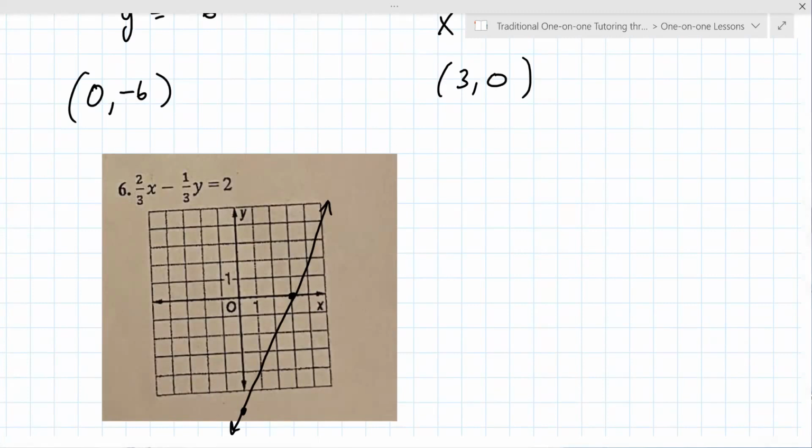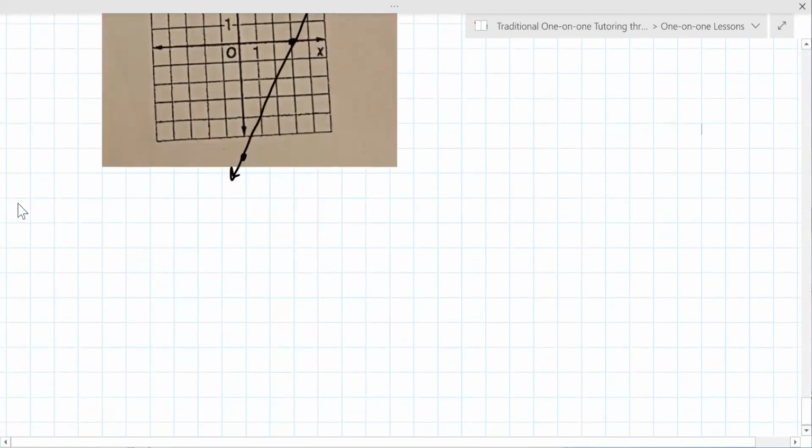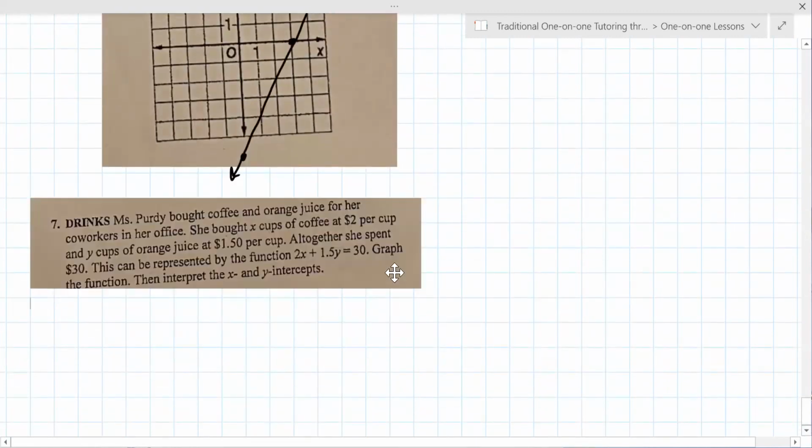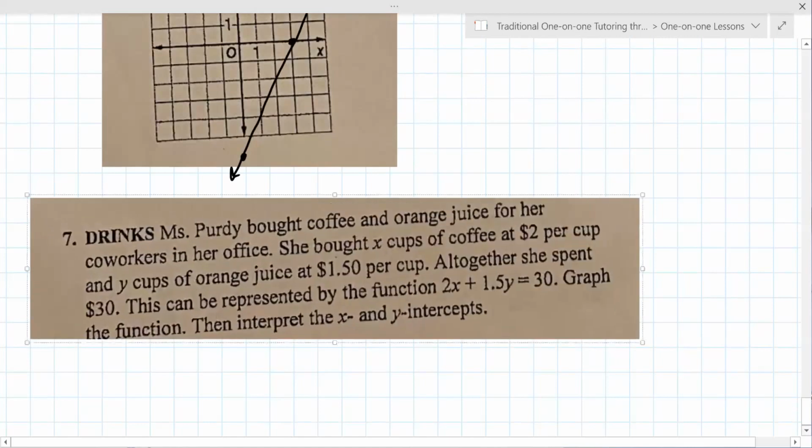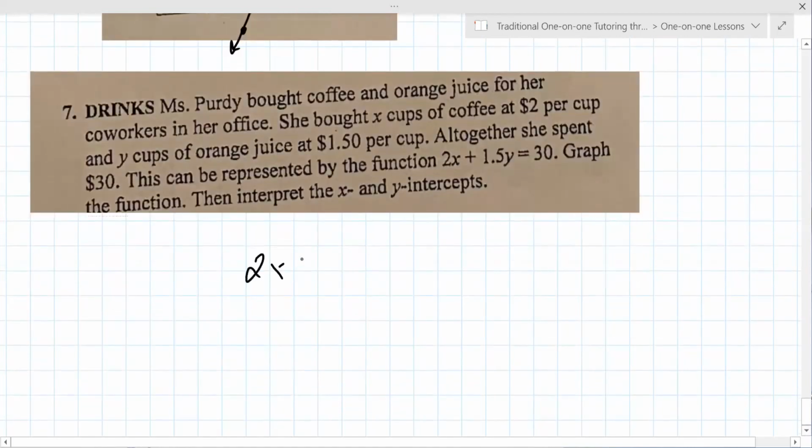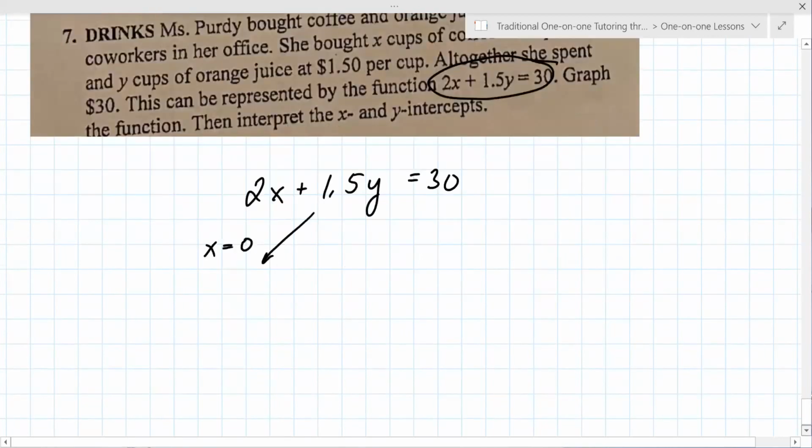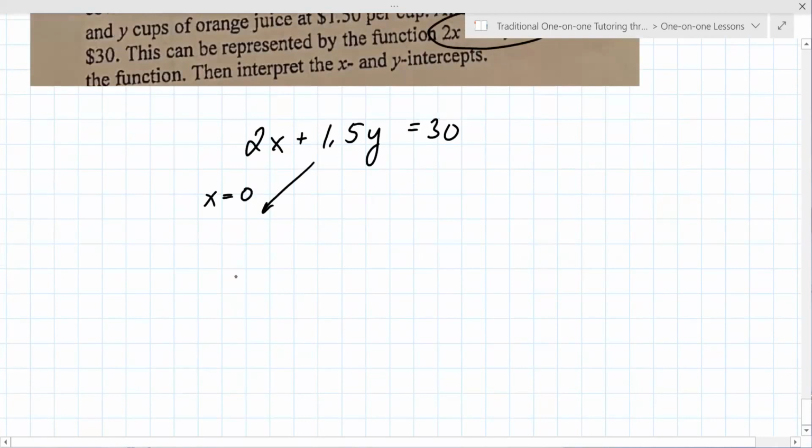All right, so number 7 has a lot of words in it that aren't needed. We're doing the same thing. You have to realize we're just doing the same thing over and over again. So 2x plus 1.5y equals 30. I'm just grabbing this. Okay, and we're going to first do it for x equals 0. So when x is 0, this becomes 1.5y equals 30.